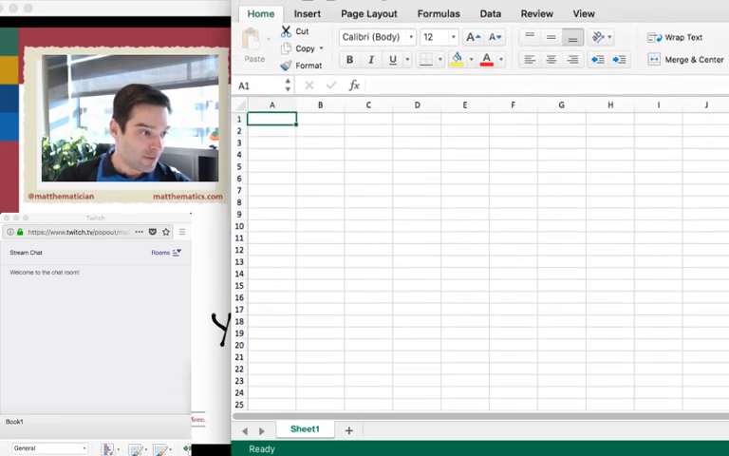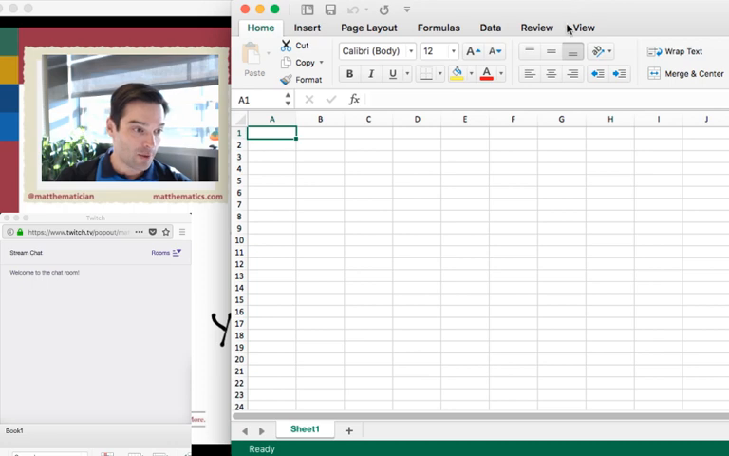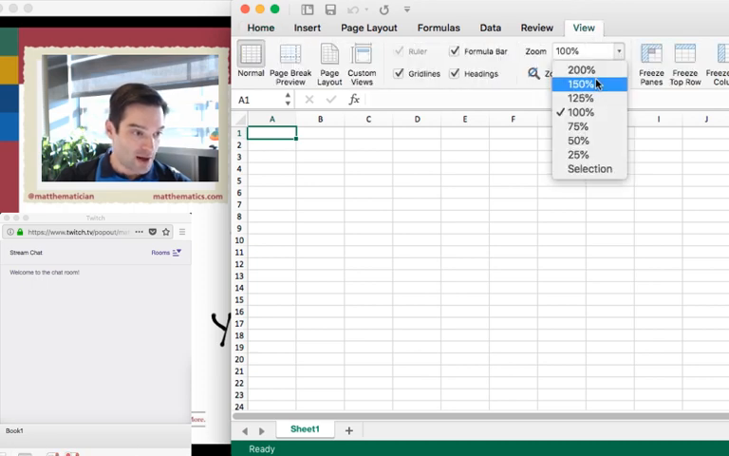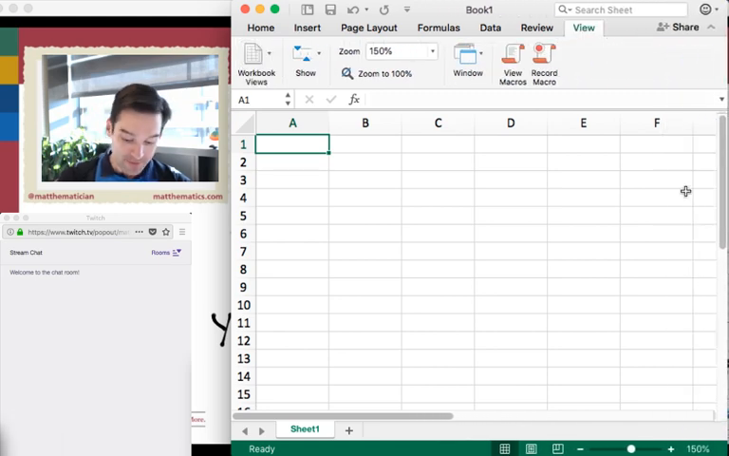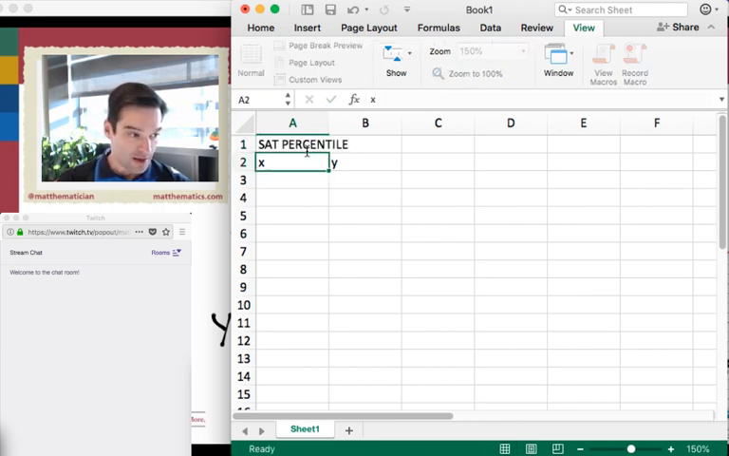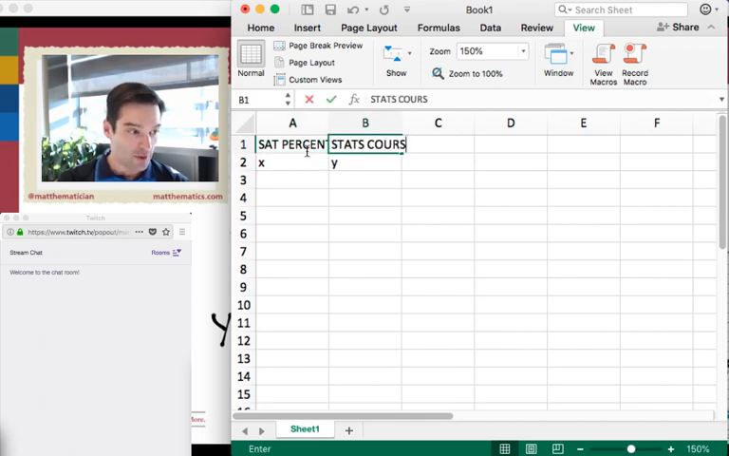So all I did here was I opened up a blank Excel worksheet. I'm going to zoom in a little bit so it's a little easier to read in the video. And let's look at the process. Excel is spreadsheet software, and what that means is that it just gives you a bunch of blank cells in which to place observations, data, numbers. You can also put text and stuff. So first thing I'm going to do is recreate my data, my x's and my y's. The x's here are my SAT percentiles, so I'm just going to write that up here to remind myself. And my y values are my stats course grades.